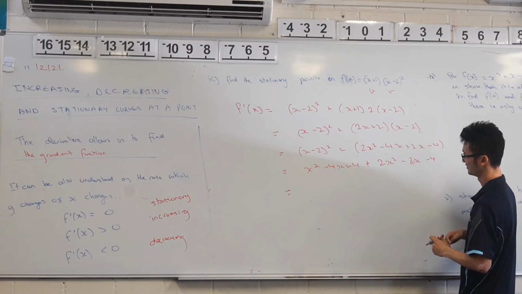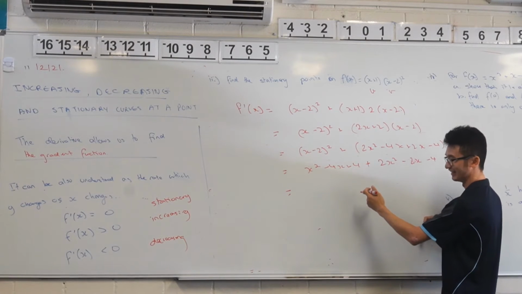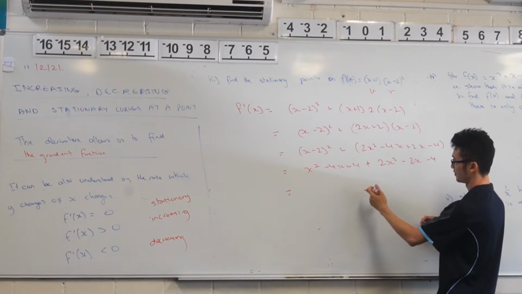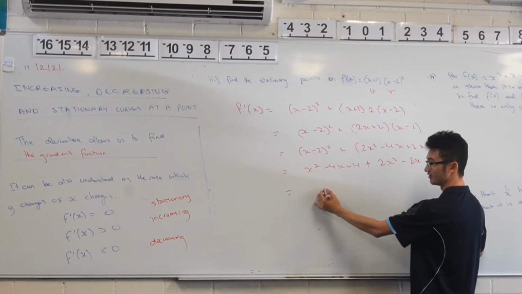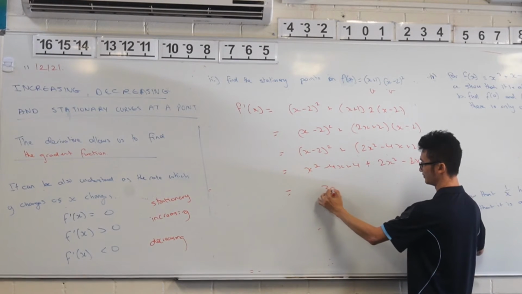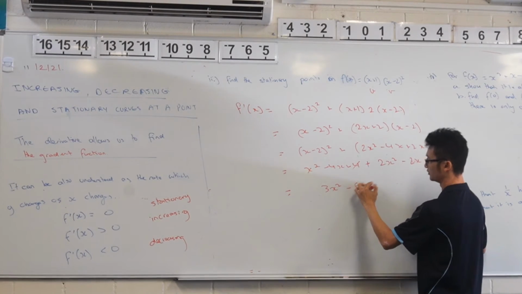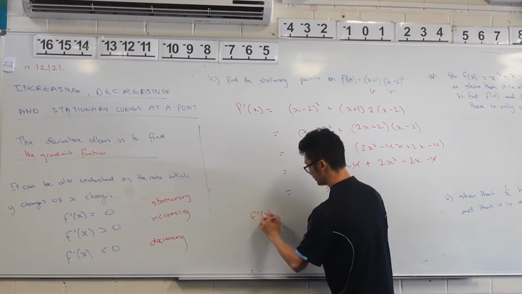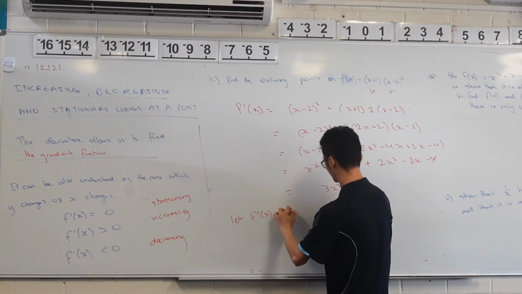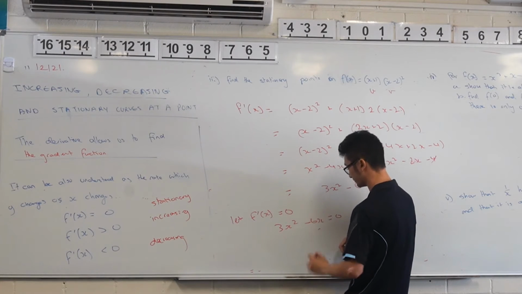You can probably just simplify here, right? x squared minus 6x. So 3x squared minus 6x, because this cancels out of that, these two together, minus 6x. And so I guess to answer the question, how do we know when it's stationary? Well, we let f dash of x equal to 0. So we get 3x squared minus 6x equals 0.